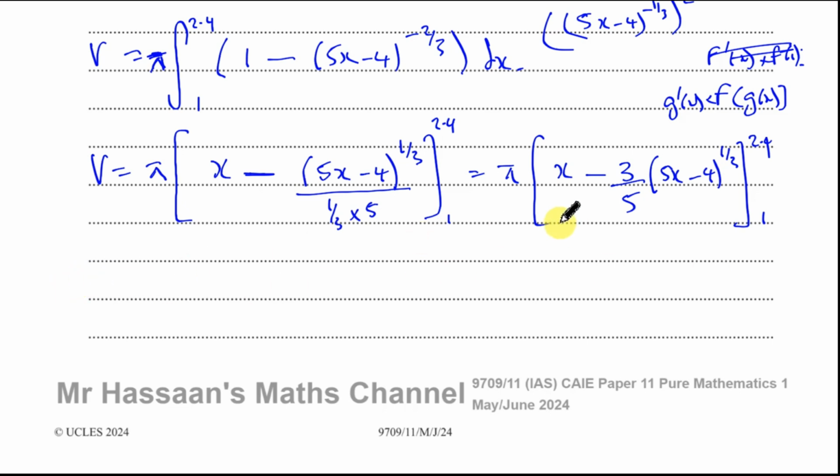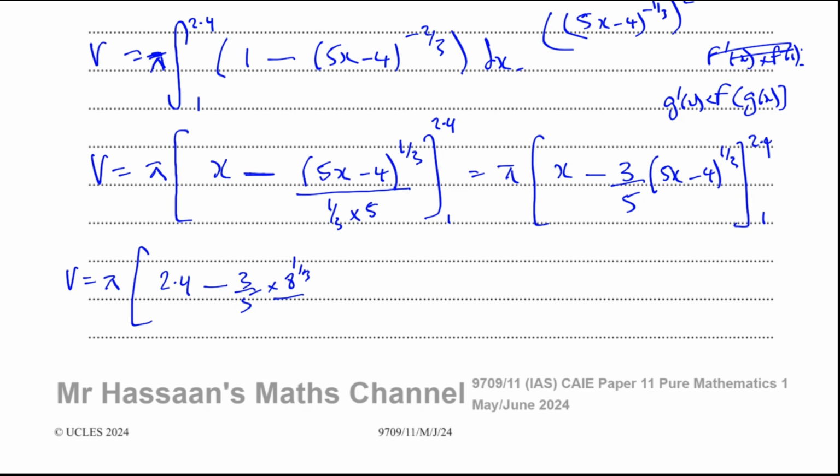Okay, and now what we can do is substitute 2.4 and 1 into this and subtract those. Don't forget the pi again. So the volume equals pi times, now we're going to put 2.4 into here. So you get 2.4 minus 3/5 times, and when you put 2.4 in here, 5 times 2 is 10, 5 times 0.4 is 2, that's 12, minus 4 is 8. So it's going to be times 8 to the power of a third, sorry, which is the cube root of 8. So we have 3/5 times the cube root of 8.